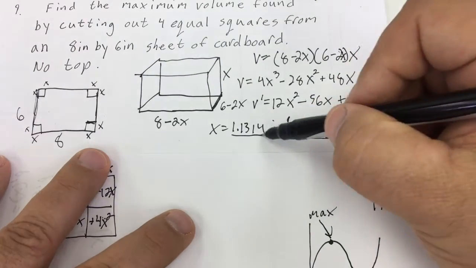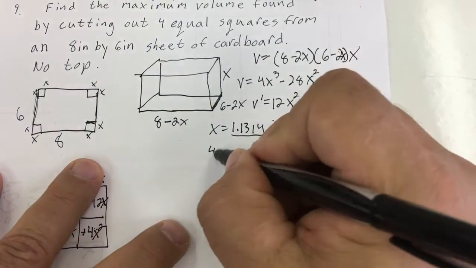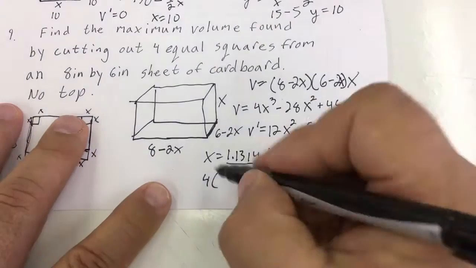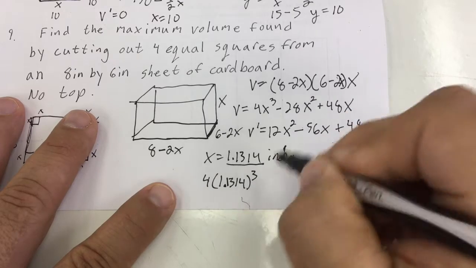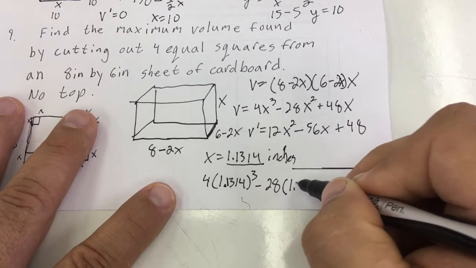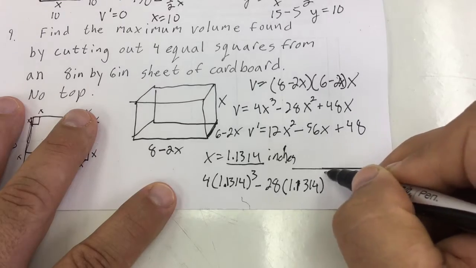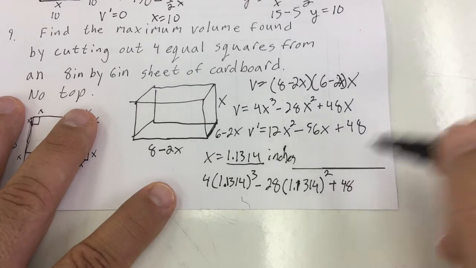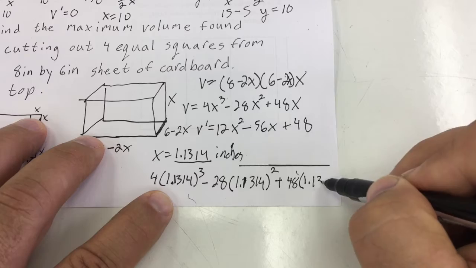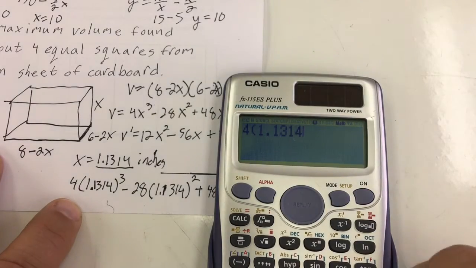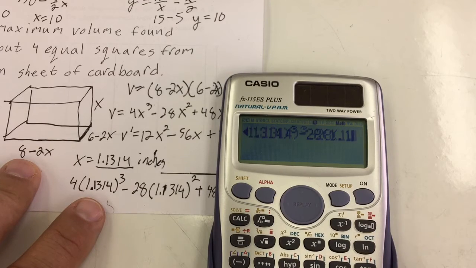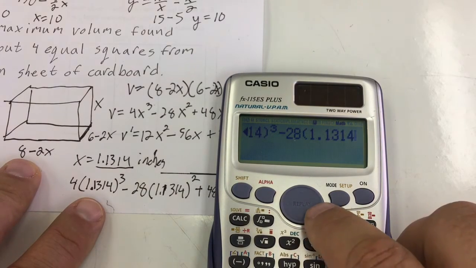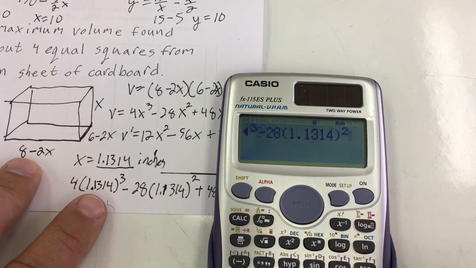I want to find the maximum volume. So to find the maximum volume, I take that and I plug it into the original equation. So it's going to be 4 times 1.1314 cubed minus 28 times 1.1314 squared plus 48 times 1.1314. That gives 24.258 inches cubed.